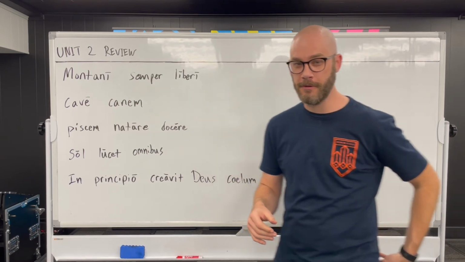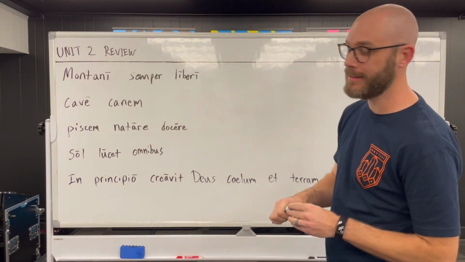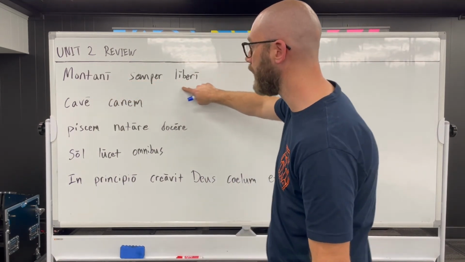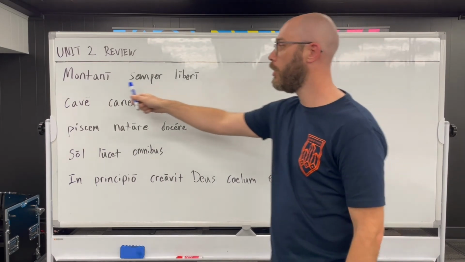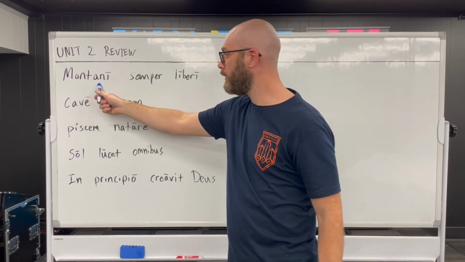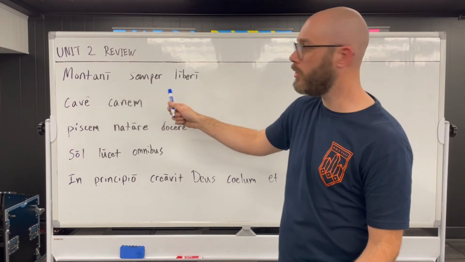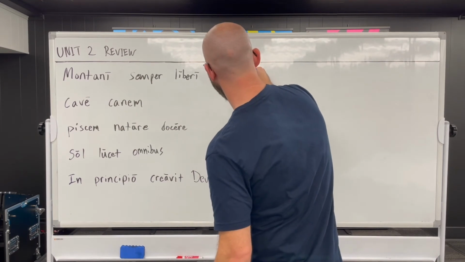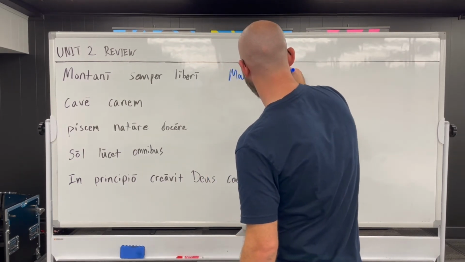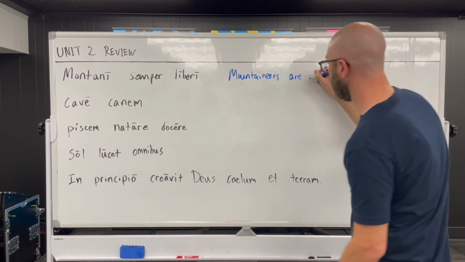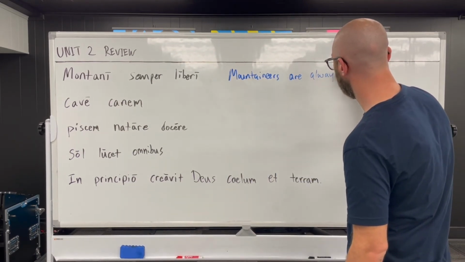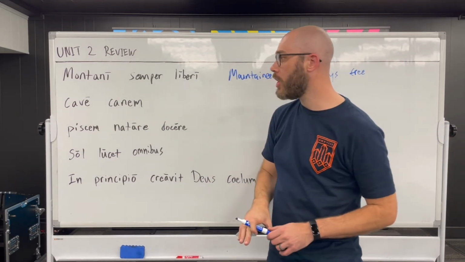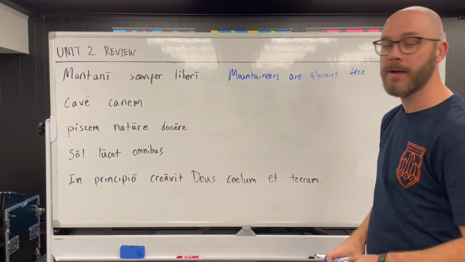Last part of the Unit 2 review. Here's what we got. These are our 5 Latin sayings. The first is Montani semper liberi. Do you remember what that means? Montani means mountaineers, semper, always, liberi. You remember that word, don't you? Free. Mountaineers are, remember that word's not in there, it's implied, always free. West Virginia's motto. Mountaineers are always free. Montani semper liberi.